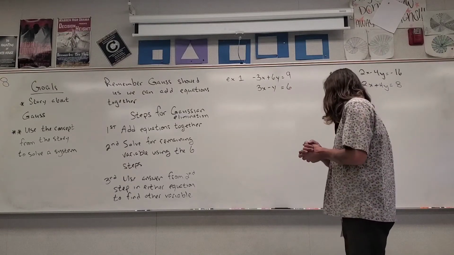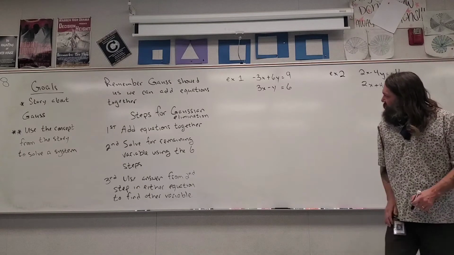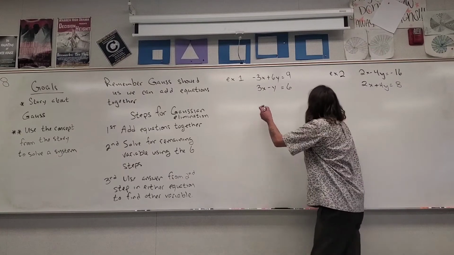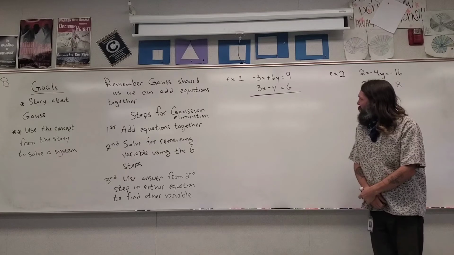So let me find a marker, and let's get started. There we go. All right, here we go. So we're just going to follow the steps together. We're going to follow the steps that 9-year-old Gauss showed us we can do. We can add the equations together.